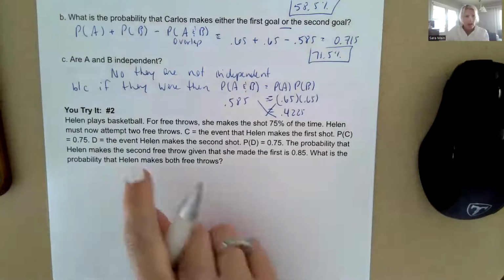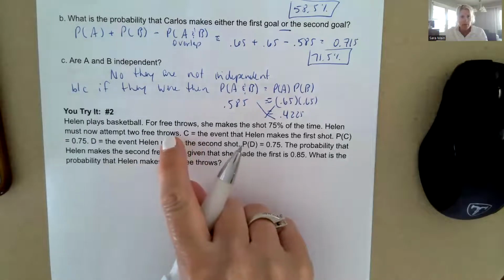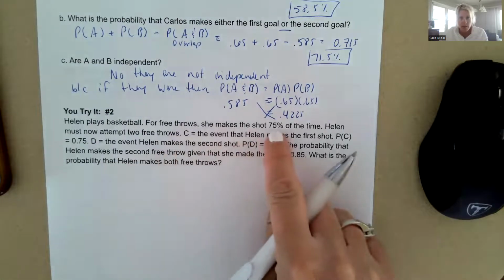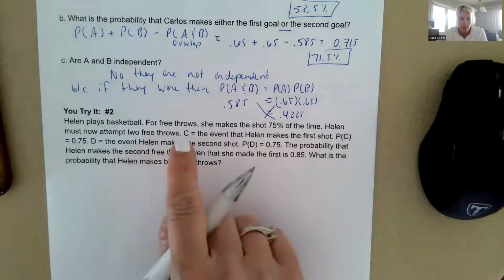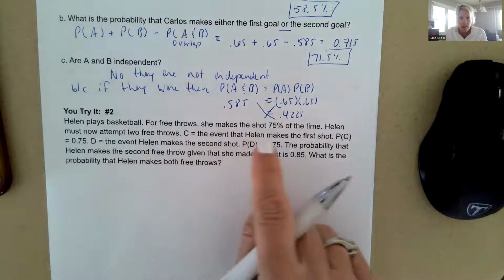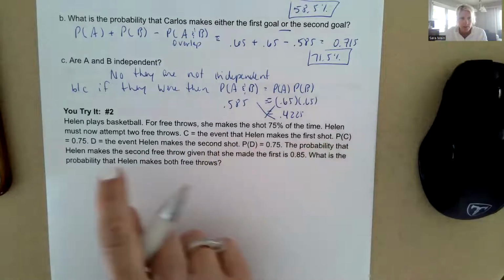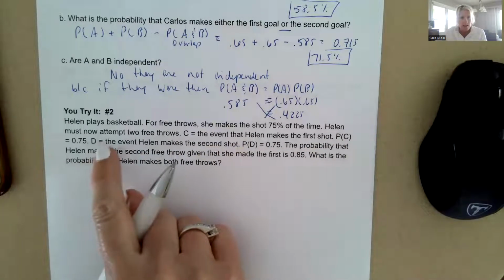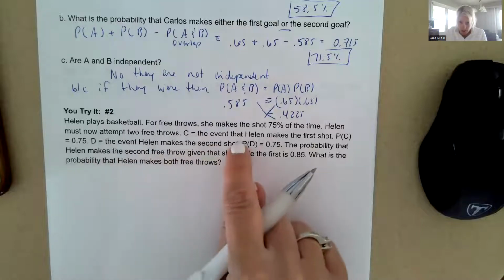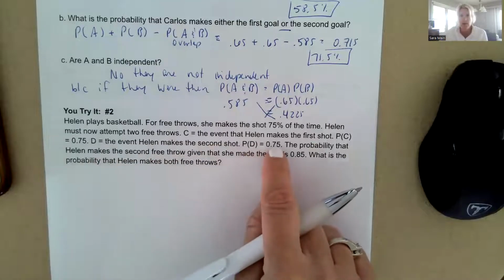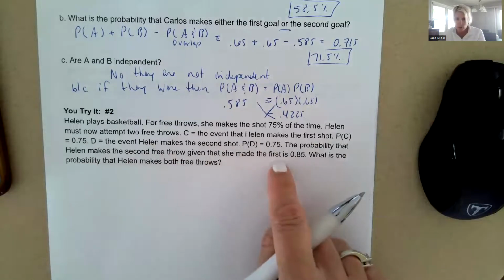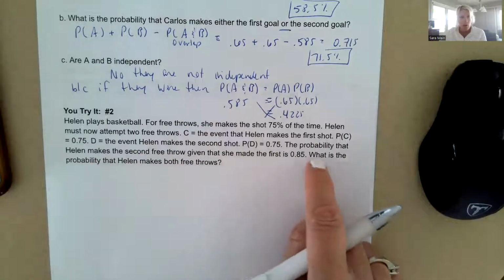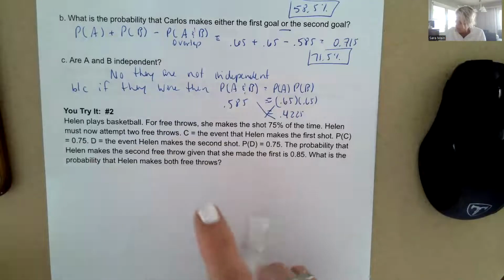Look here, it says, Helen plays basketball. For free throws, she makes a shot 75% of the time. That's pretty good. Helen must now attempt 2 free throws. C is the event that Helen makes the first shot. The probability of C is 0.75. D is the event that Helen makes the second shot, and that probability is 0.75. The probability that Helen makes the second free throw, given that she made the first one, is 0.85. What is the probability that Helen makes both?